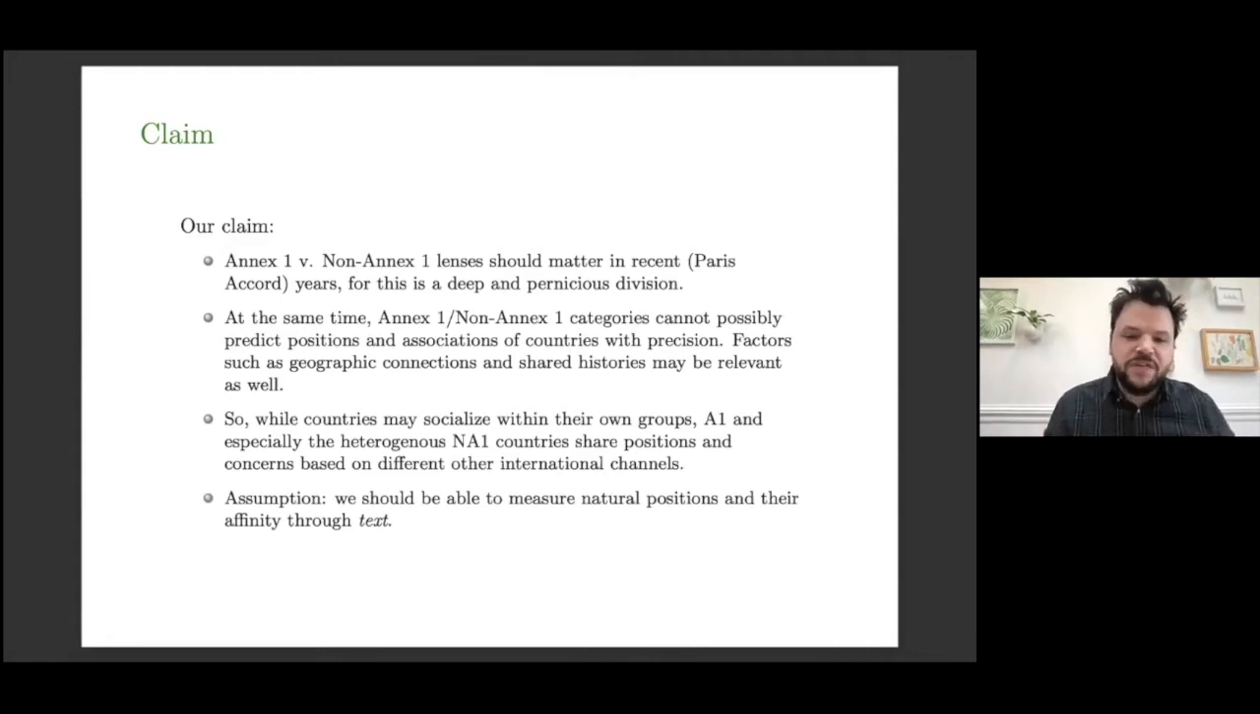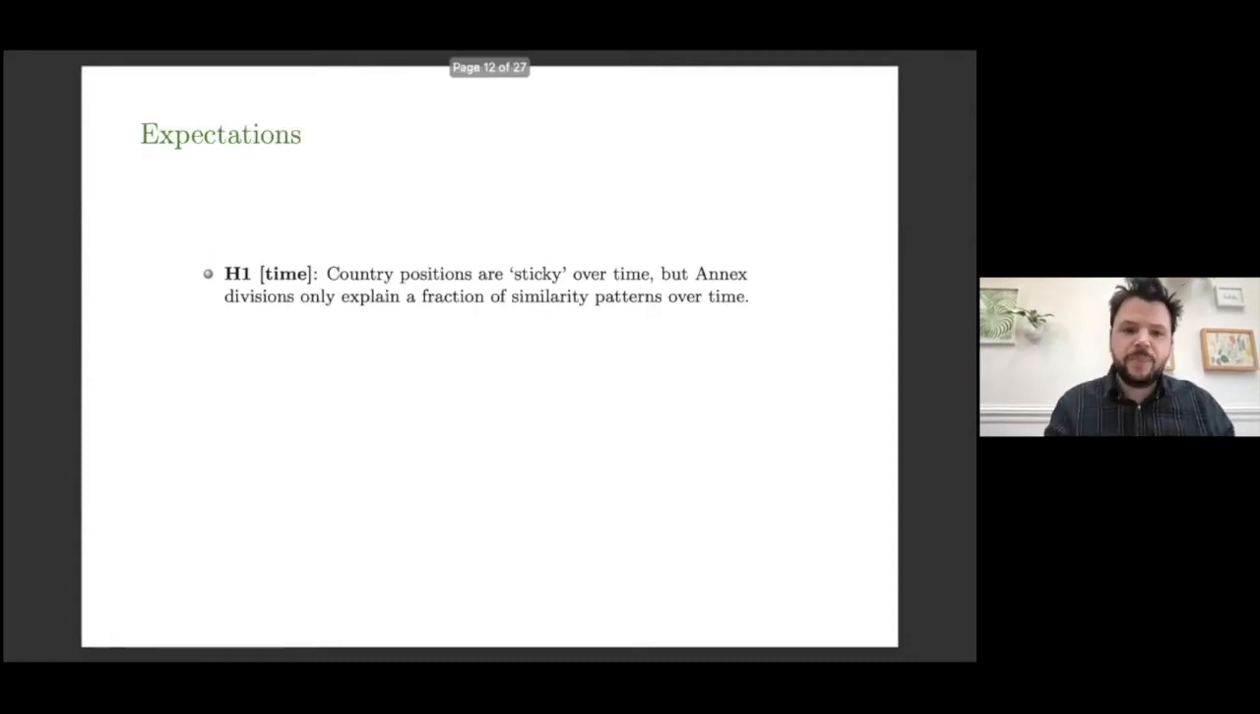The core assumption here is that we should be able to measure the natural position of countries through text. So this is an exercise in text analysis. We use automated text analysis to answer these questions and to study it. So here are some expectations. One of the expectations is that countries' positions are sticky over time, meaning that there's not a lot of change in the country position in the UNFCCC from one year to the next. I'm not going to go deep into the evidence supporting this in this presentation.